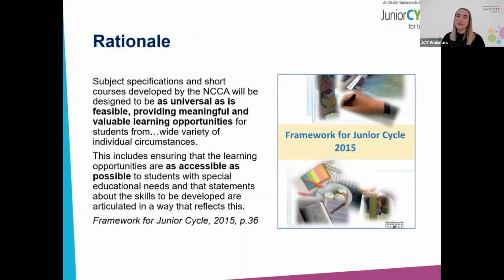We also see here on our screens a quote taken from the Framework for Junior Cycle. So this is one of our core leading documents in junior cycle education that we always come back to, the Framework for Junior Cycle, published in 2015. So I'm just going to pause for a moment and allow you an opportunity just to read through this and make sense of it within your own context.